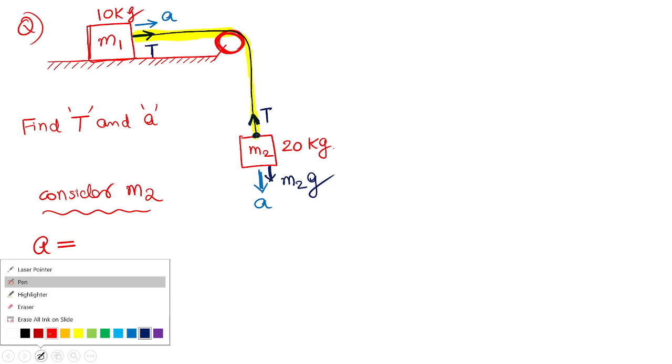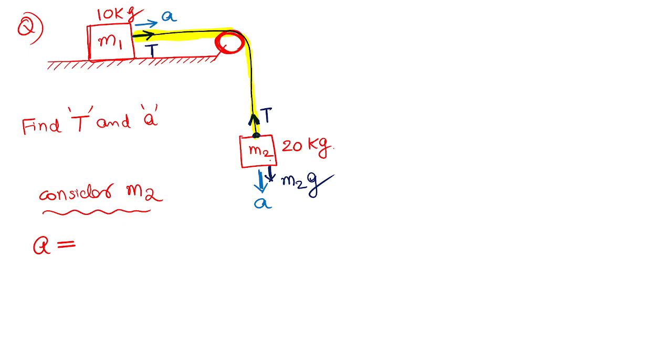So acceleration is equal to M2g. Weight will be stronger because M2 is falling down. M2g is stronger. Acceleration equals (M2g minus T) divided by M2. Why? You know the reason, because the acceleration equals the net force experienced by M2 divided by mass.